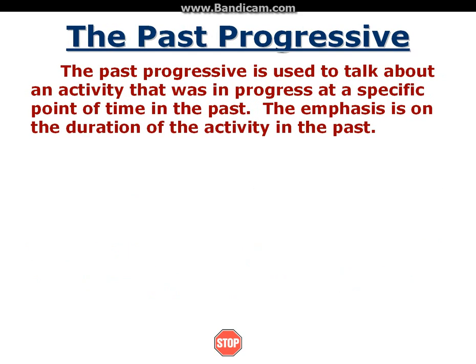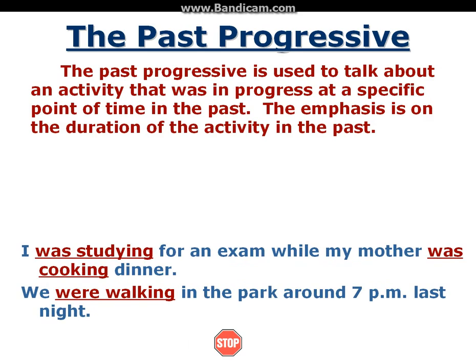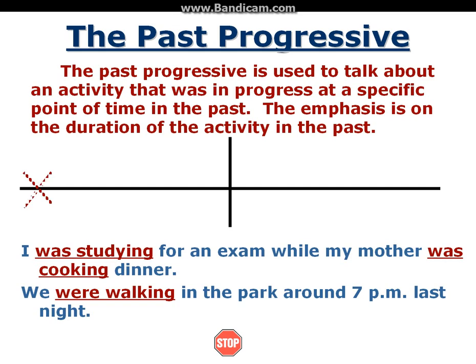The next is past progressive tense. The past progressive is used to talk about an activity that was in progress at a specific point of time in the past. The emphasis is on the duration of the activity in the past. For example, I was studying for an exam while my mother was cooking dinner. We were walking in the park around 7 p.m. last night.